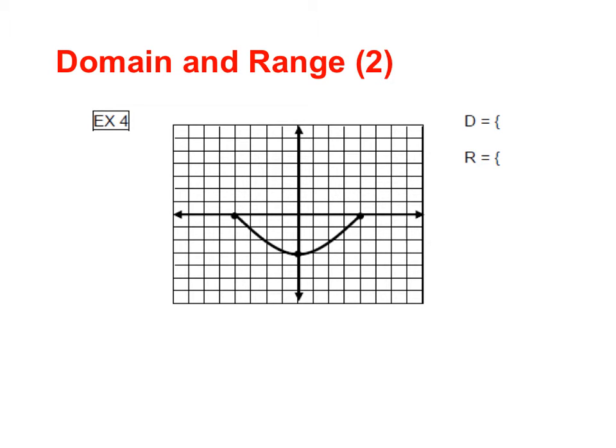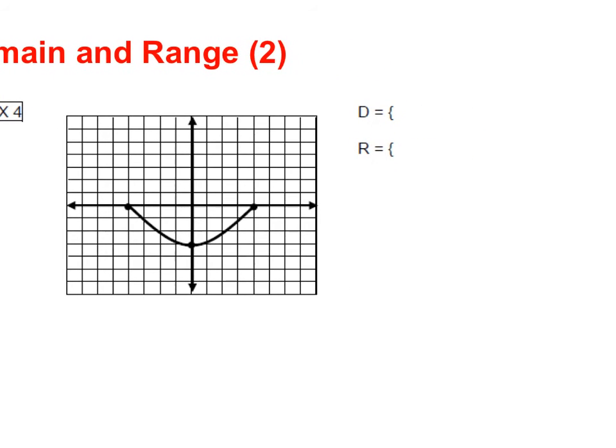Right, so another domain and range example, this one's a little bit different. You can see our function looks like this. Our last video had 5 individual points, so if it's not individual points, how do we represent our domain and range? So you still want to remember that domain is your x values.